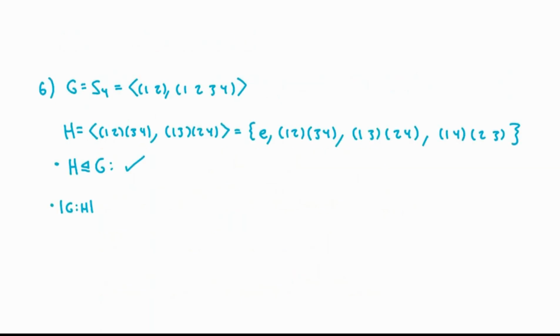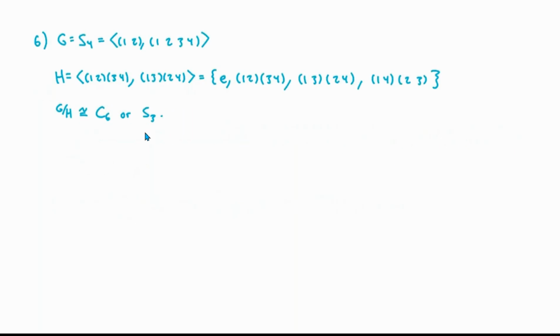Next, since the index of H in G is equal to the cardinality of G divided by the cardinality of H, which is 4 factorial over 4, or 6, we know that G mod H is a group of order 6. But up to isomorphism, there are only 2 groups of order 6, so this tells us that G mod H is either isomorphic to the cyclic group of order 6 or to the symmetric group of degree 3.